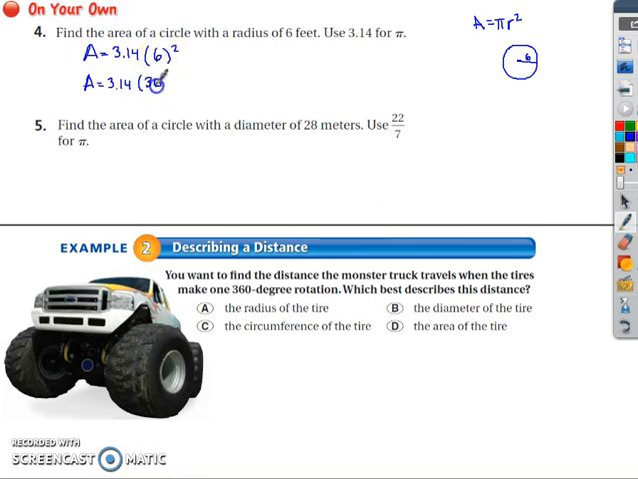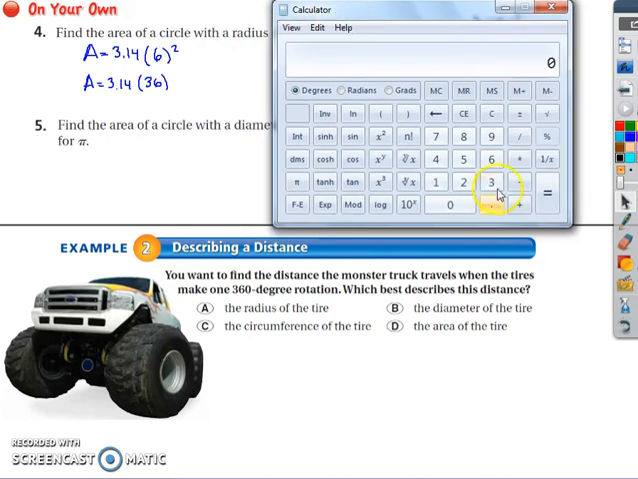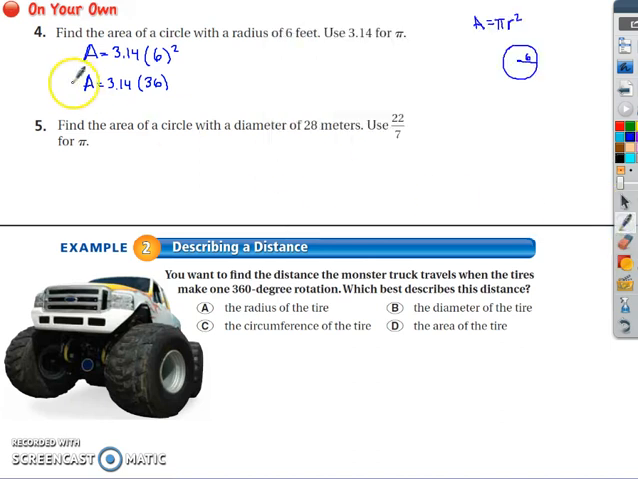6 times 6 is 36. And lastly, we just need to multiply the 3.14 times 36. If you want to use a calculator for that, it's probably a good idea. So I have 3.14 multiplied by 36, and I get a product of 113.04. So area is equal to 113.04. My units are feet. And since we're talking area, which is a two-dimensional surface, we want square feet. It will take 113 feet that are all in the shape of a square to fill up the circle that we're referring to.